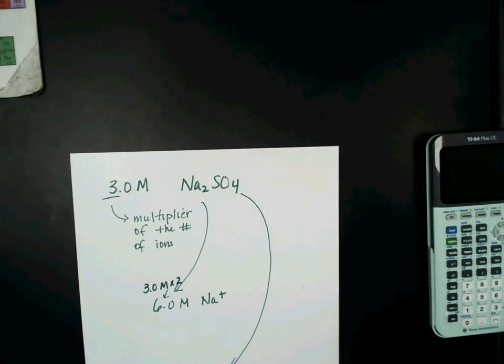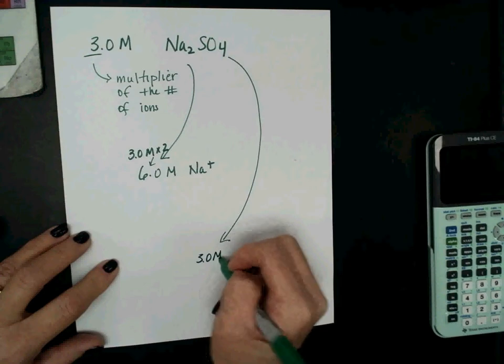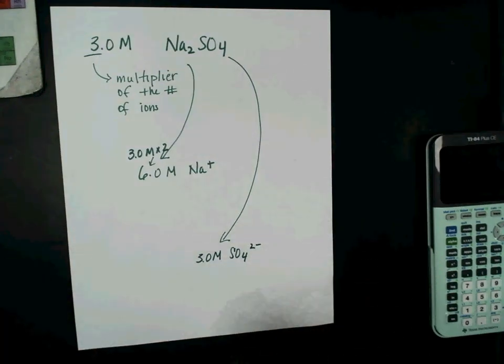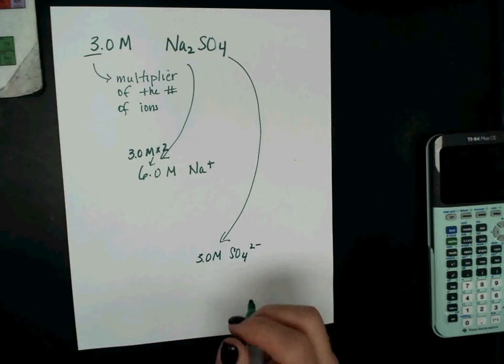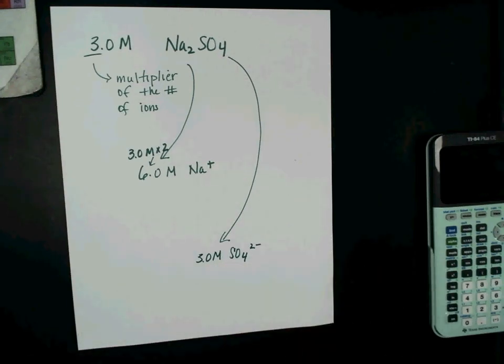And then when I look at my sulfate, I look at the whole thing as a unit because when it dissociates, it's going to stay together with its charge. I only really have 1 sulfate in that particular compound that's going to dissociate. So I would say I have 3 molar electrolyte concentration of the sulfate ion. That's how I would talk about that. Does that make sense? Okay.